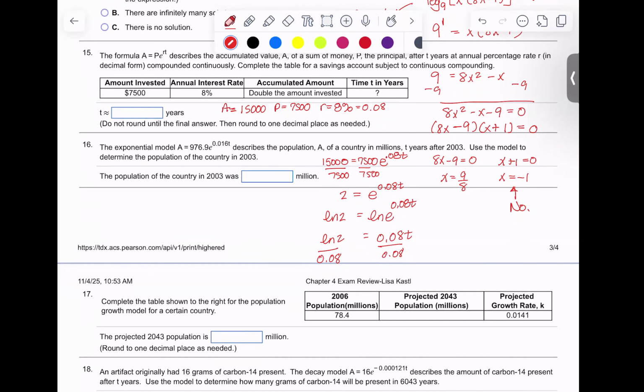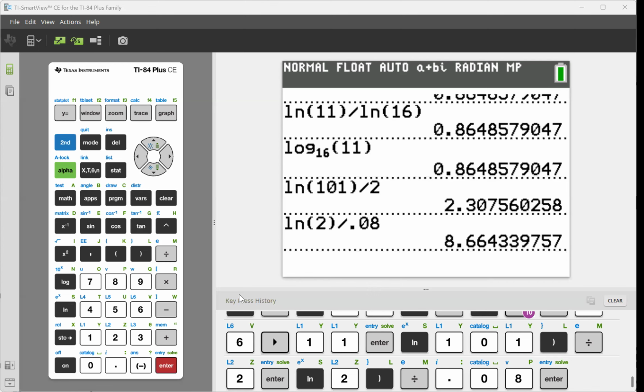Oh, I got a mistake somewhere. Where did I make my mistake? See, this is one of those cases where you go, oh, she made a mistake on purpose. No, I didn't. Let's go back to my calculator. I must have typed in something incorrectly. No, it looks good. All right, 8.7. If you know where I made my mistake, let me know.